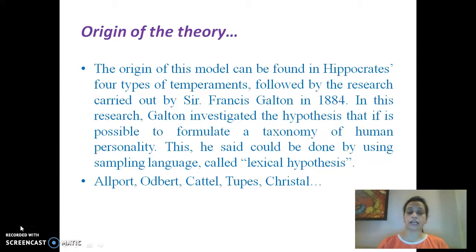His work was actually implemented by Gordon Allport and Odbert in 1936, in which they used the dictionaries that were available at that time to extract more than 4,500 adjectives that described observable human behavior, which were consistent in one's personality. And later on, Cattell reduced this number to 171 adjectives by eliminating the synonyms from the list.